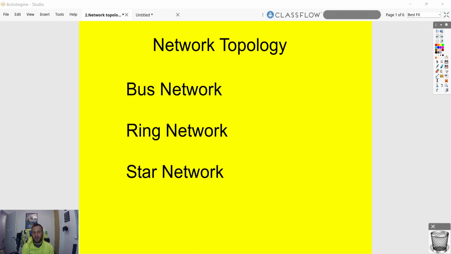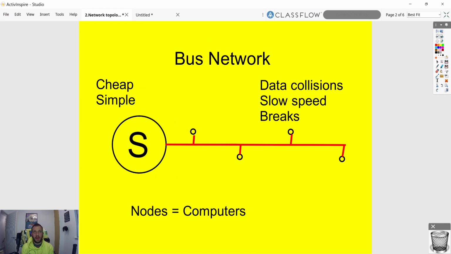Each network's got its benefits and it's got its drawbacks, so we're going to explore each of them and talk a little bit about how they work and why you might choose them. So let's get to grips with our first one, which is a bus network.